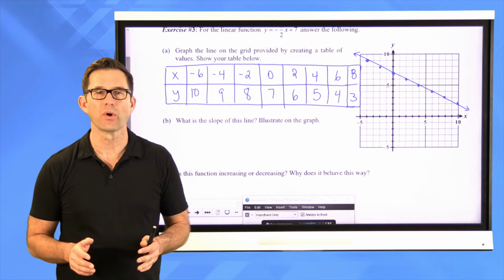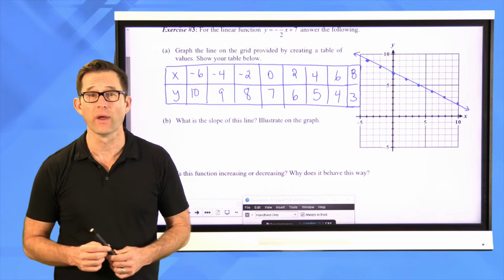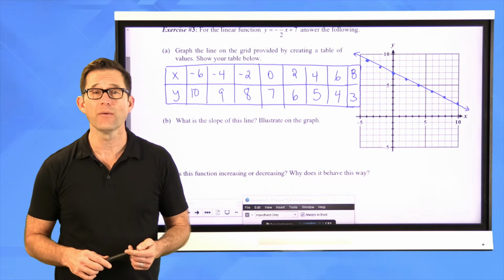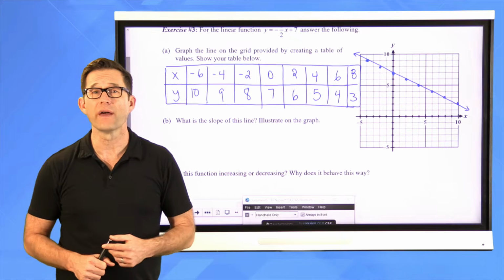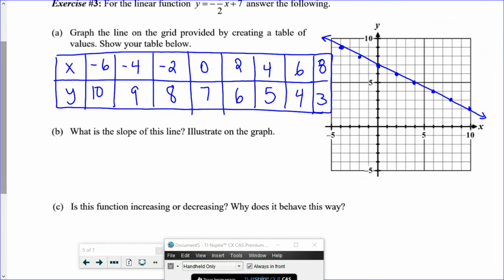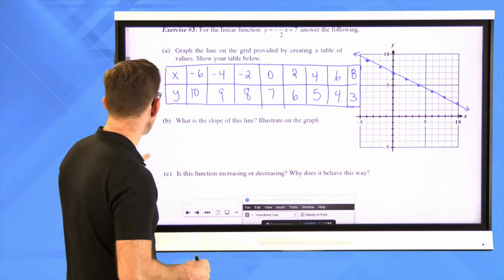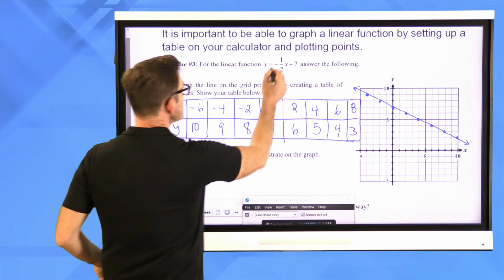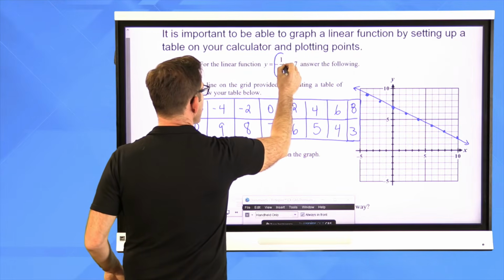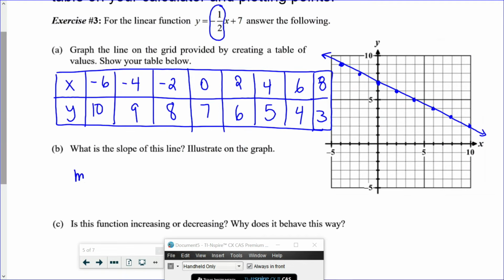Slope is a number. It's an average rate of change. We already talked about where to find it in the equation. So pause the video now, write down what the slope of the line is, and see if you can illustrate it on the graph. All right, so, the slope will always be the coefficient of x when it's written in this form. So the slope is -1/2.